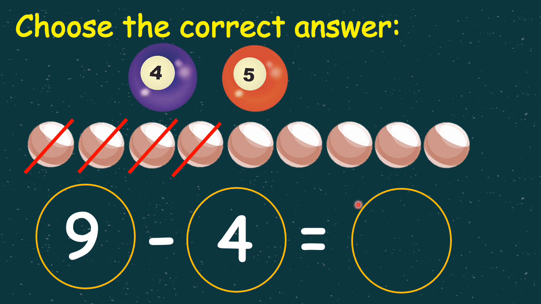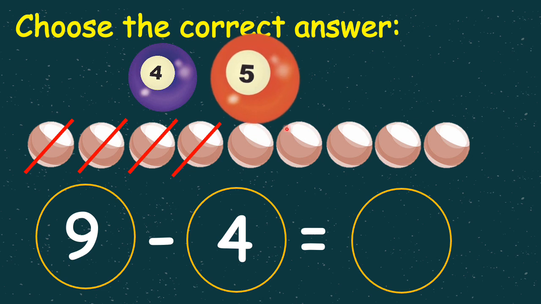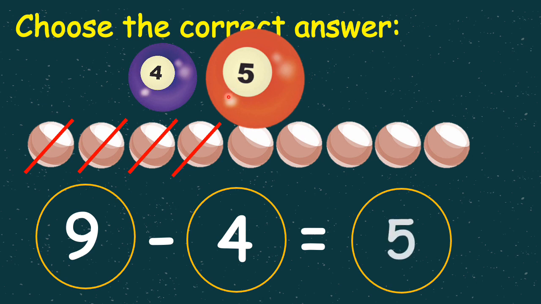So now children, 5 is the correct answer. So we will be writing, we've chosen the number given on the orange ball, and we shall write number 5 in the circle here. We shall be writing it in this circle. Okay, children.